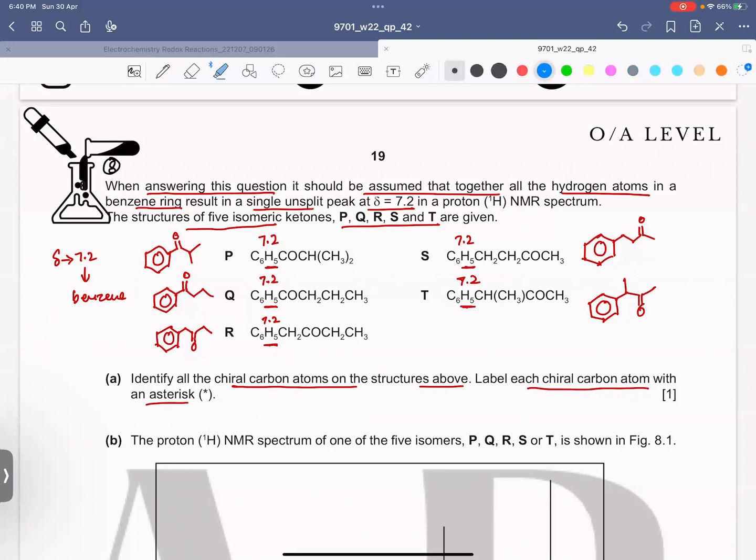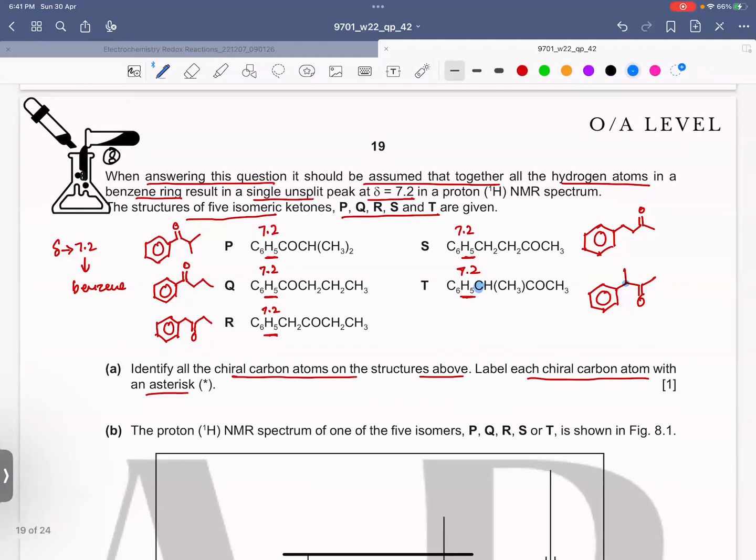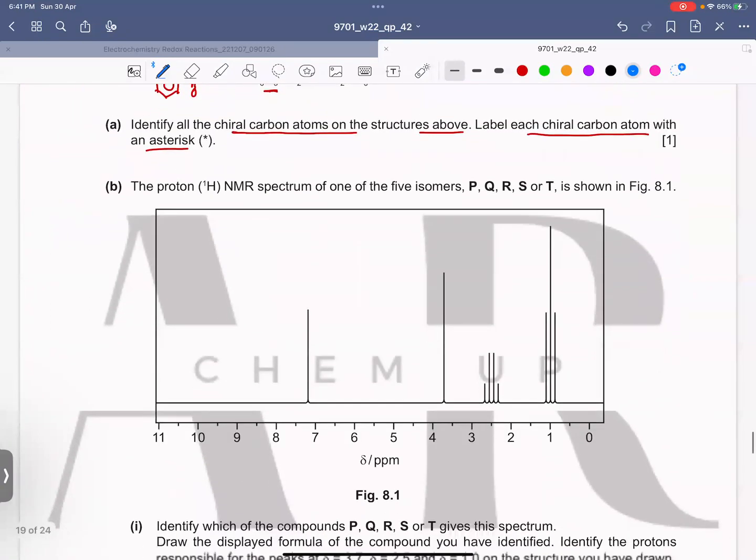So if you see, basically this carbon is the chiral one. This carbon is over here. So I would place a star on this carbon. Is this clear? Yes. Okay. So basically, if you recall, it is at 7.5. So it is the peak of these 5 hydrogens.